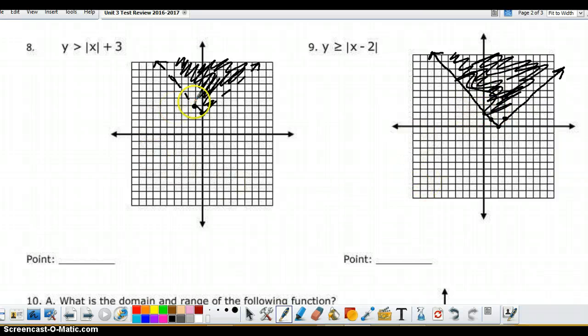All right, so I didn't pick out the points, but if we pick out the points, so for this one, if that's 0, 3, then 0, 4 looks like it's in there. And for this one, looks like 2, 1 would also be in there.